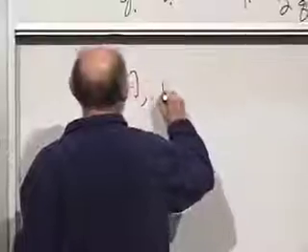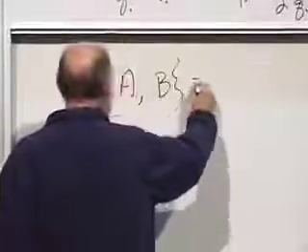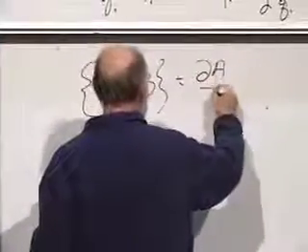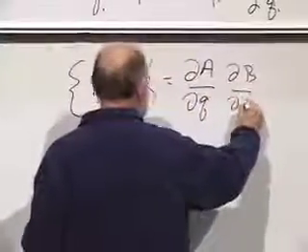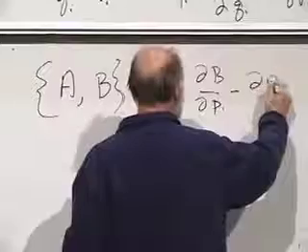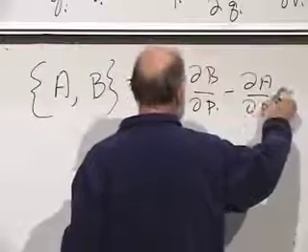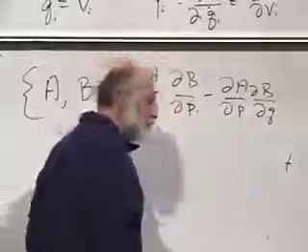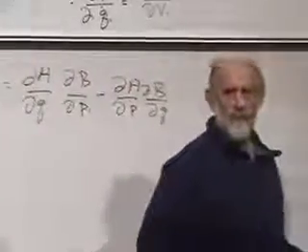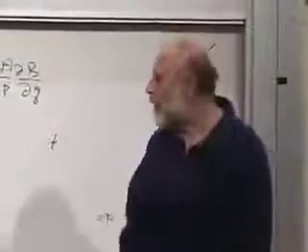See, I always define it this way. A comma B is dA by dQ, dB by dP, minus dA by dP, dB by dQ. And you know, I don't think I've ever looked that up to see if it's right.